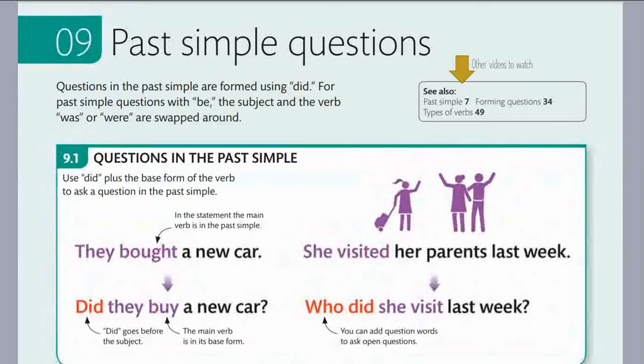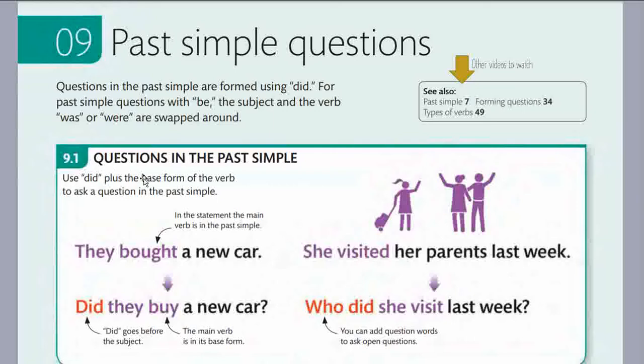The past simple. Now the questions in the past simple are formed using did. Past simple questions with be form are words like am, is, are, was, were, has, have, had, do, did, does. Since we are looking at past tense, we are considering only was and were over here. Let us read this. For past simple questions with be form, the subject and the verb was and were will be swapped, or they will interchange places.